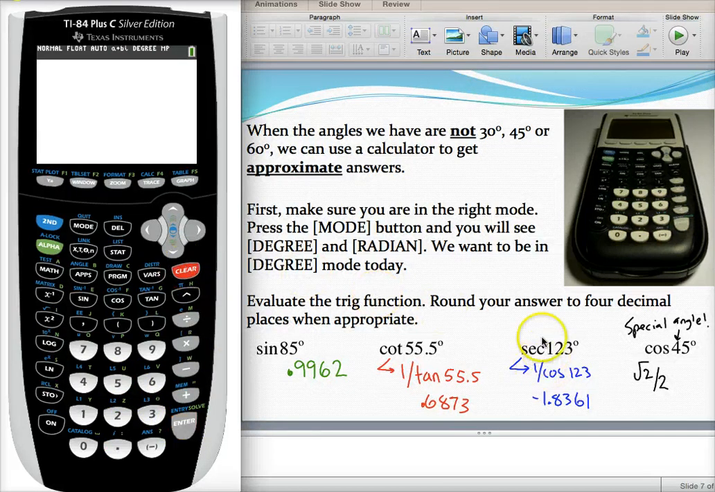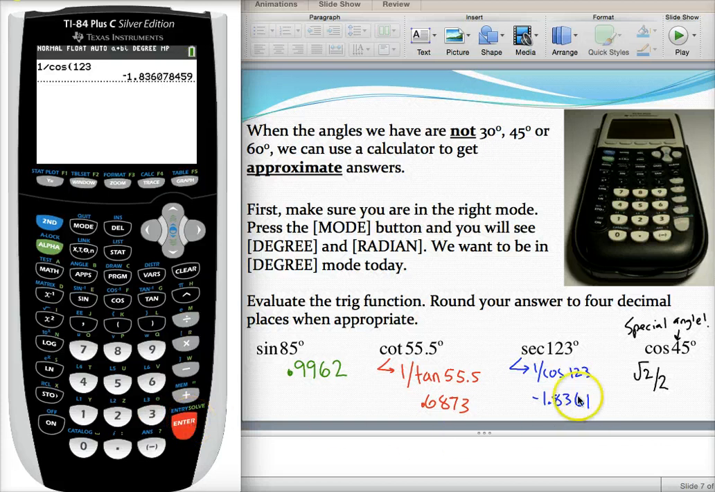Okay. Next up then is secant. Well, we have to remember that secant is the reciprocal of cosine. So to find the secant of 123 degrees on your calculator, it's 1 divided by the cosine of 123. That's how I got my answer right there, rounded.